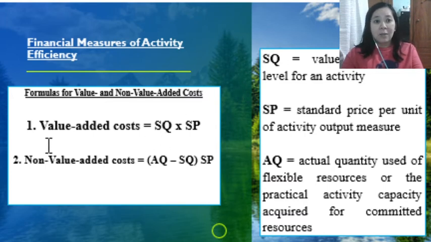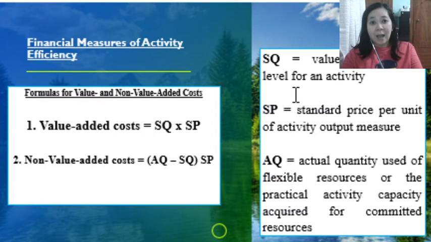For the formulas, if you want to determine the value added cost and non-value added cost, these are the formulas that you can use. For the value added cost, it is SQ times SP. What do we mean by SQ? SQ is the value added output level for an activity. SP is the standard price per unit of activity output measure. So that's for value added costs.